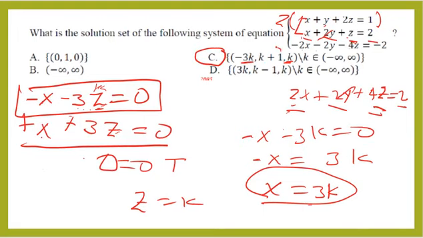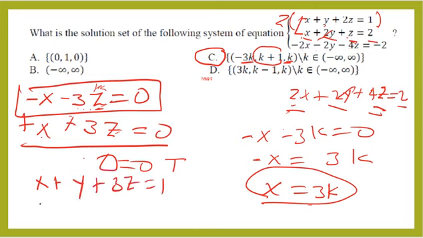But how does the y value become k plus 1? You can substitute and check. How to substitute? Let me rub the last part here. You can take either of the equations. Take the first equation. What does it say? x plus y plus 3z is equal to 1. Then substitute k here, 3k here.